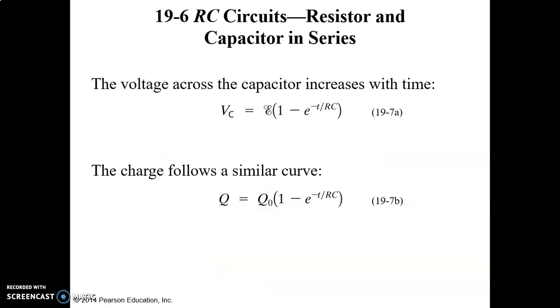Now, the amount of charge that's on a capacitor is actually going to follow the exact same curve, except it's going to be Q equals Q0, meaning the maximum amount of charge on a capacitor, times 1 minus e to the minus t over RC.